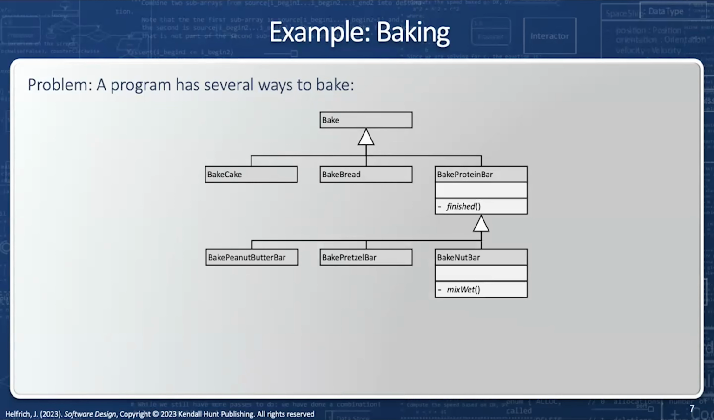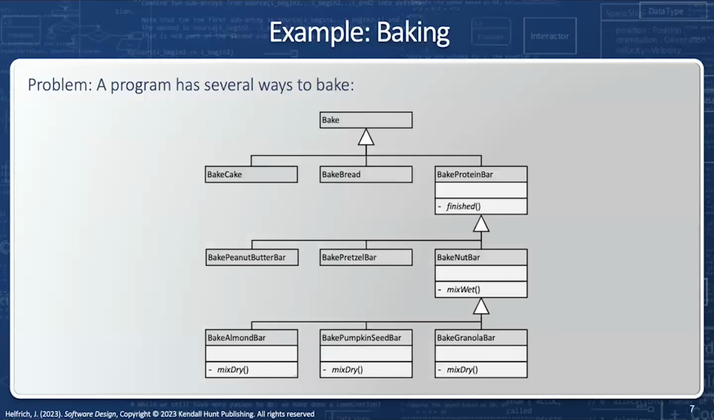And how many different kinds of nut bars are there? Well, we have an almond bar, a pumpkin seed bar, and a granola bar. And these guys are only going to define their mixDry. All these different types of nut bars, almond, pumpkin, and granola, are going to share the same mixWet from BakeNut and the same finished from all the other protein bars. And of course, Bake is going to have a bunch of other things as well. And this way, I'm going to remove any duplication. If there is something that's common between a collection of different types of baking, it's probably going to be in one of the base classes.